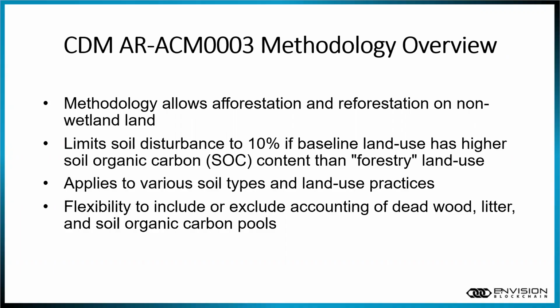There's a set limit on soil disturbance, specifically capping it at 10% if the baseline land use has a higher soil organic carbon content than the proposed forestry land use. This restriction ensures the preservation and conservation of the soil carbon stocks during the project implementation. And this methodology is designed to be flexible and applicable to various soil types and land use practices. It takes into account the diverse conditions and characteristics of different regions, allowing for widespread adoption and implementation.